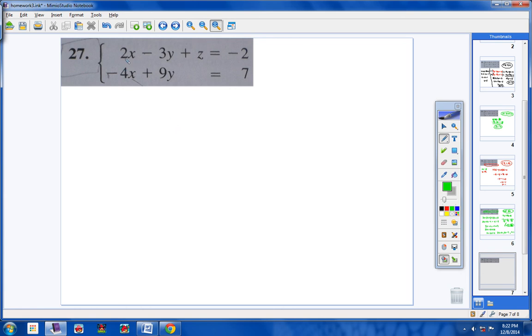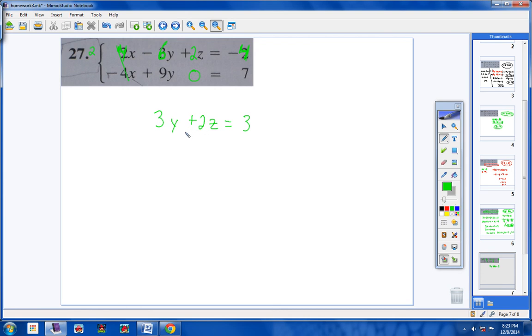So I have a 2 and a negative 4. I'm going to multiply this top equation here by 2. So 2 times 2 is 4. 2 times negative 3 is negative 6. 2 times c is 2c. And 2 times negative 2 would be negative 4. So these cancel. Negative 6 and 9 is 3y. 2c plus 0 is just 2c. And negative 4 and 7 is 3. So there, I did it. I have an equation written with y and z.